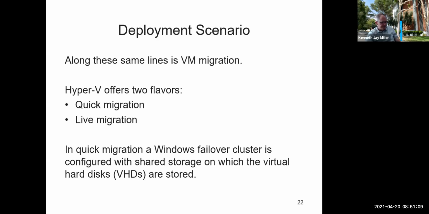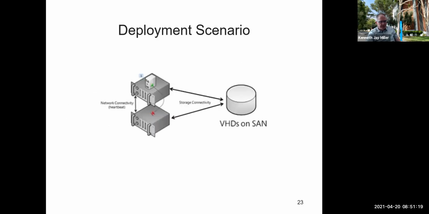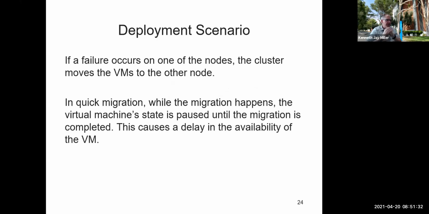For any of these migrations to work, they have to be stored on shared storage, okay? So here's two host machines that are clustered, and then the hard drives are shared on a storage area network. So if one fails, it can fail right over. Now, if failure occurs on one of the nodes, the cluster moves the VMs to the other node. In quick migration, while the migration happens, the virtual machine is paused until the migration is completed.